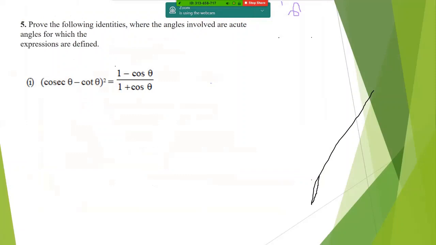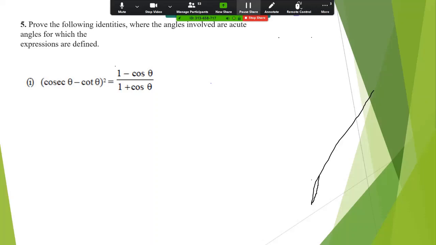Ma'am, we can write cosec theta as 1 by sin theta. Perfect. And then cot theta minus cos theta by sin theta. Wonderful. And the whole square of that. And then it will be 1 minus cos theta by sin theta whole square. Perfect. Then we can write, wait. I'm pausing the screen because I just want to show you the other method. Just hold on.